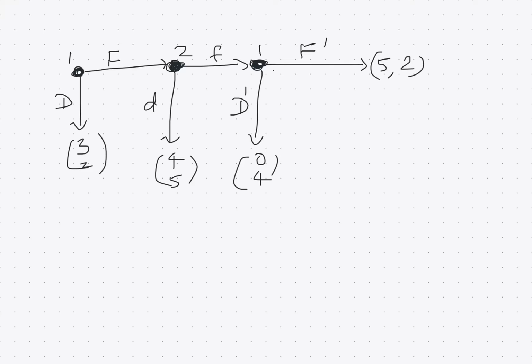So first thing is the strategy set. So for player 1, we have strategy set D. He can move down at the initial node.